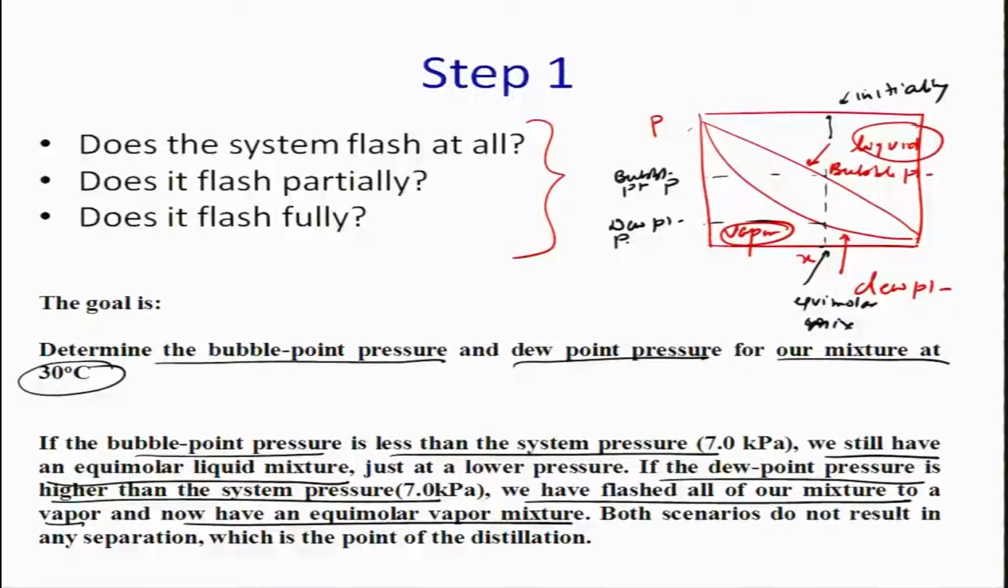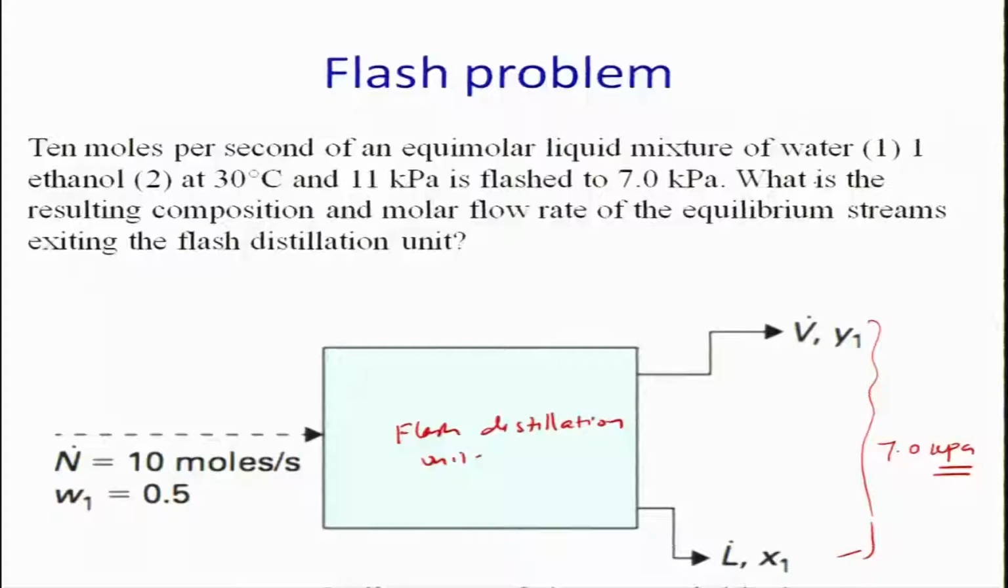So, both scenarios do not result in any separation, which is the point of distillation. So, this is why it becomes important to understand these pressure relations, right. That is why the phase diagram becomes important. So, what you need is basically your system pressure should be somewhere in between this range in order to separate. Okay. Now, how do you solve such a problem? You do not have anything other than this information, right.